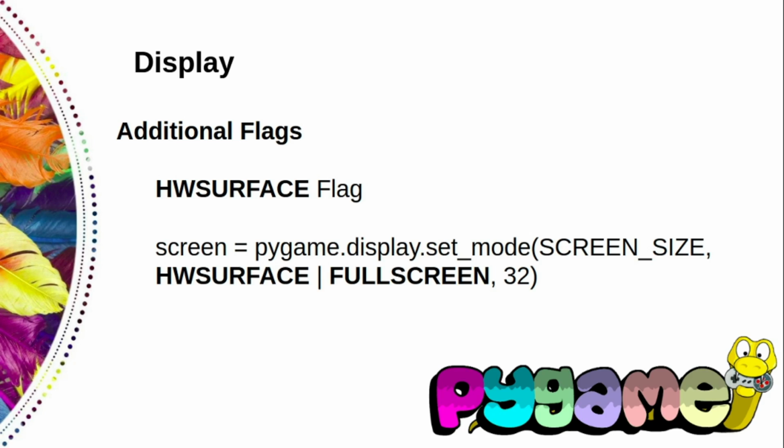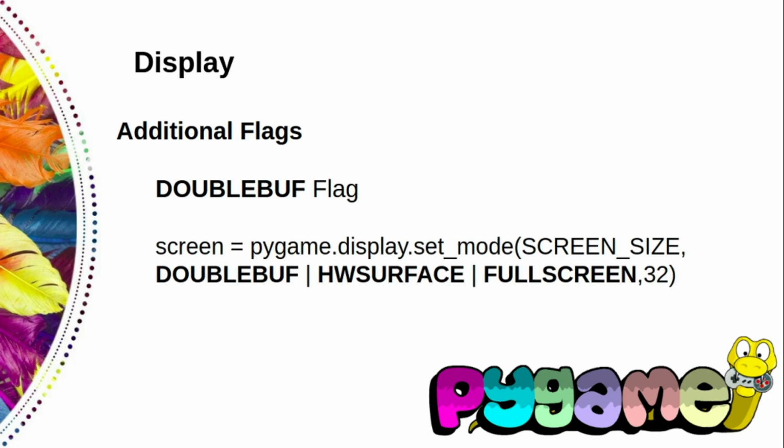The disadvantage of hardware surfaces is that they are not that well supported on all platforms, right? They tend to work on the Windows platform but not so well on others. Hardware surfaces will also benefit from the DOUBLEBUF flag. This effectively creates two hardware surfaces, but only one is visible at one time. The following line of code will create a double buffered hardware surface. So here you have to pass DOUBLEBUF, HWSURFACE and FULLSCREEN flags at the same time.